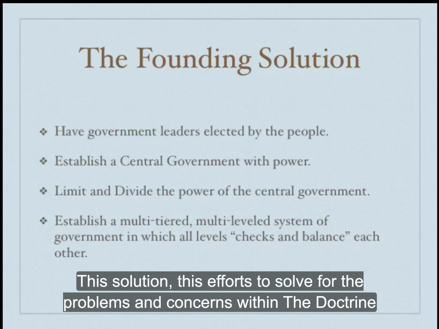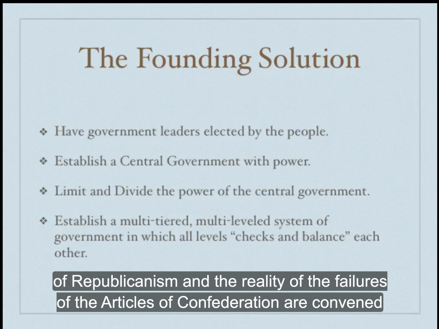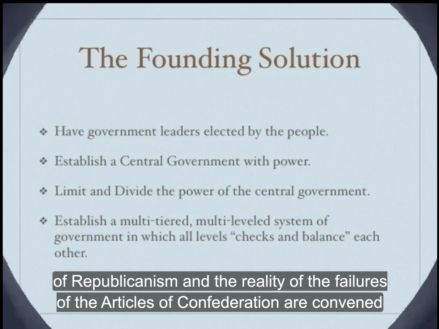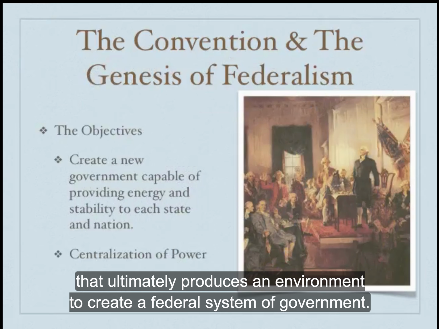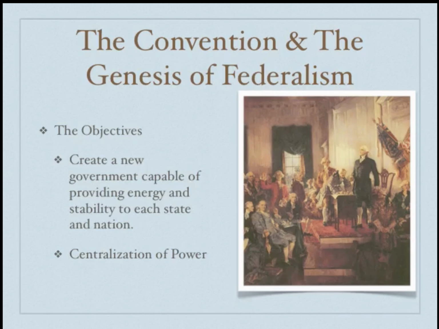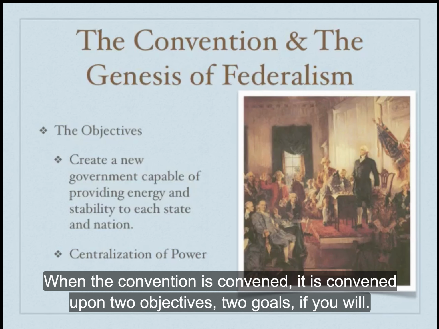This solution, this effort to solve for the problems and concerns within the doctrine of republicanism and the reality of the failures of the Articles of Confederation, is convened in May of 1787 at the Constitutional Convention, which ultimately produces an environment to create a federal system of government.